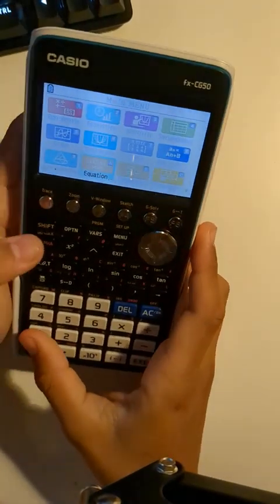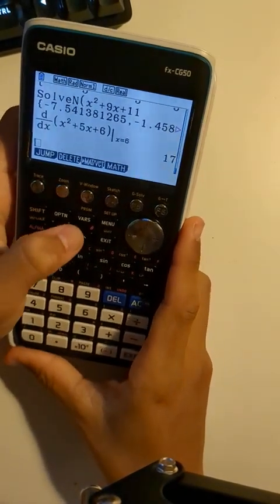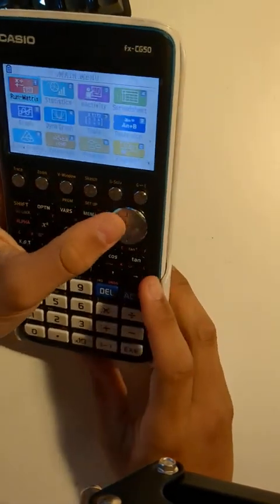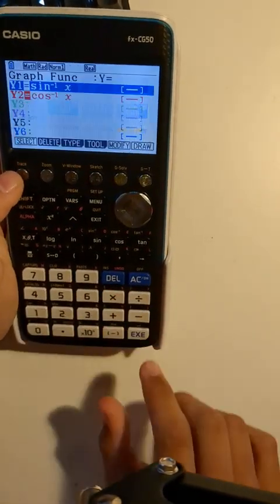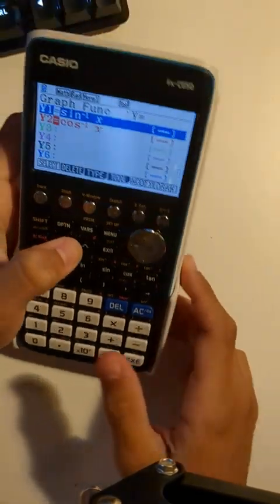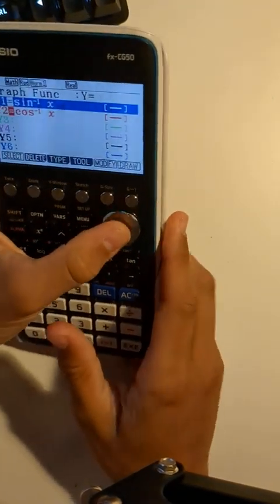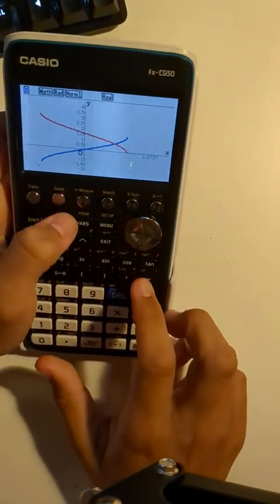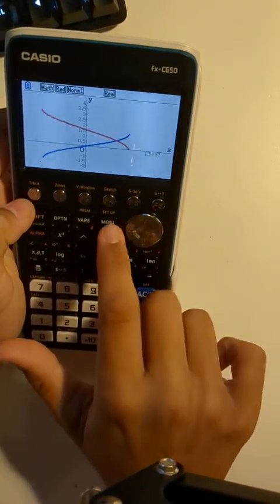Okay, time for some more graph functionality. This is where the brick kind of excels. So we're going to go menu and we're going to go into graph, which is number 5, or you can just scroll here and press exe on here. I've already got 2 graphs in here, so let's have a look at what we've got. And press draw. That's going to draw me my graphs, but let's go back.